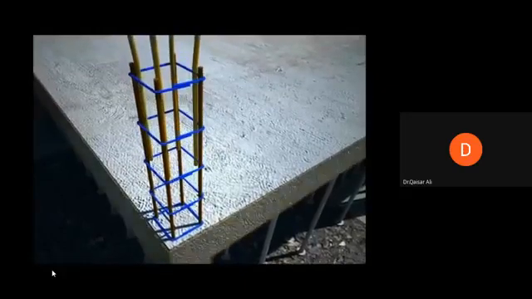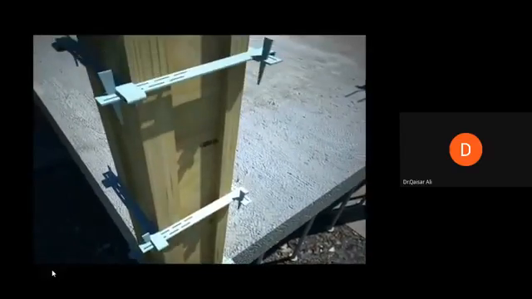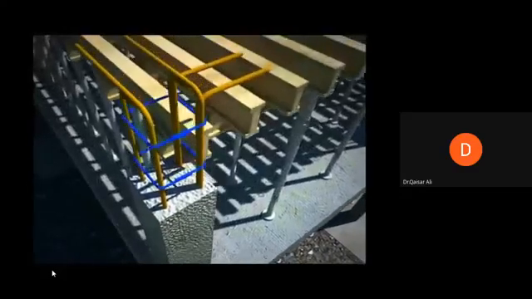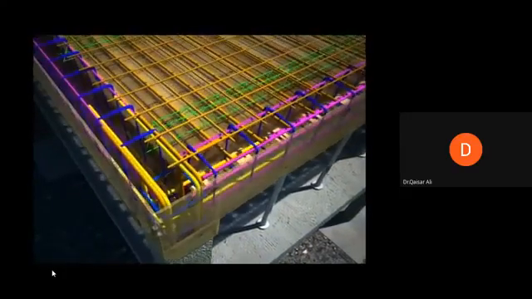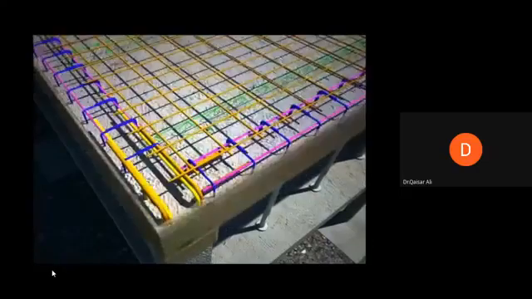Concreting in progress. A further close-up view will also be shown to you now, with further details of the reinforcement.